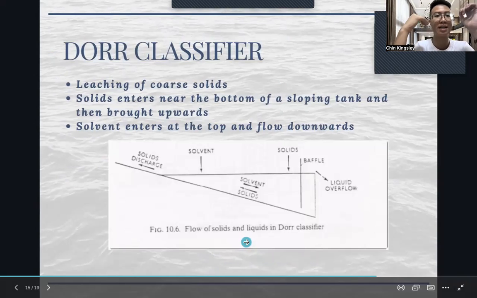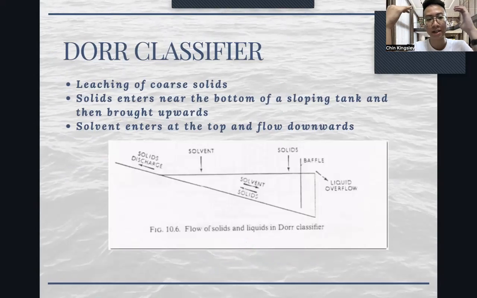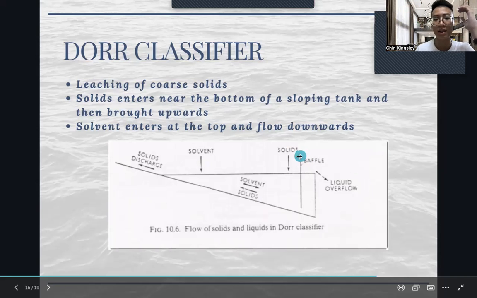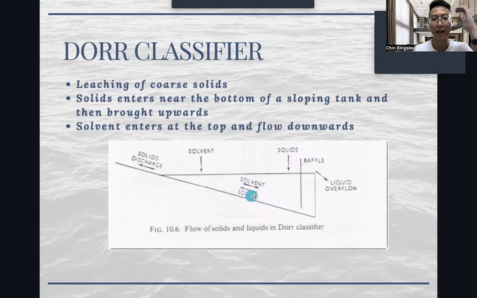Next is the Dorr classifier. The Dorr classifier is a leaching of coarse solids. Solids enter near the bottom of a sloping tank and then are brought outwards. The solvent enters at the top and flows downwards. This is how it flows for the solids and solvent.